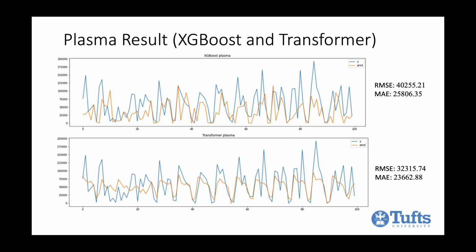Next, we look at the result of XGBoost and transformer. I believe we could directly tell from the plot that they have better performance than LSTM and GRU. They also have a lower RMSE and MAE than LSTM and GRU. So in plasma, the transformer has the best performance with the lowest MAE, about 23,000.